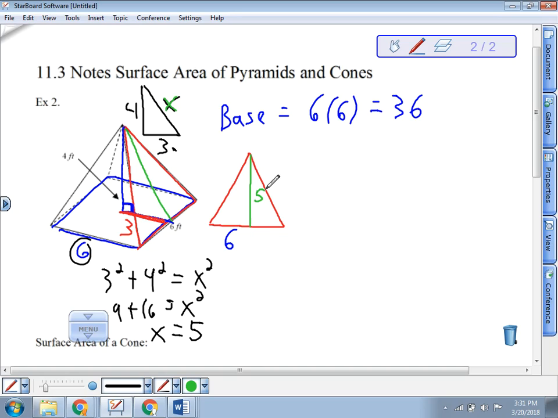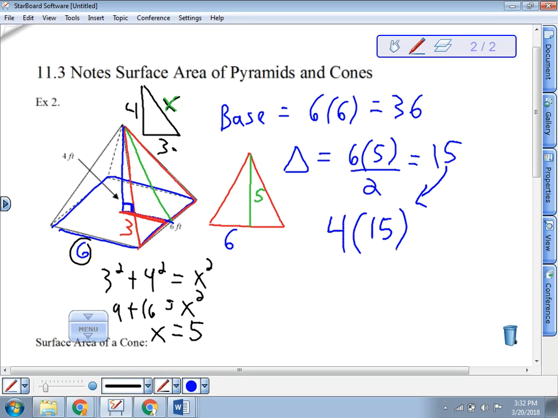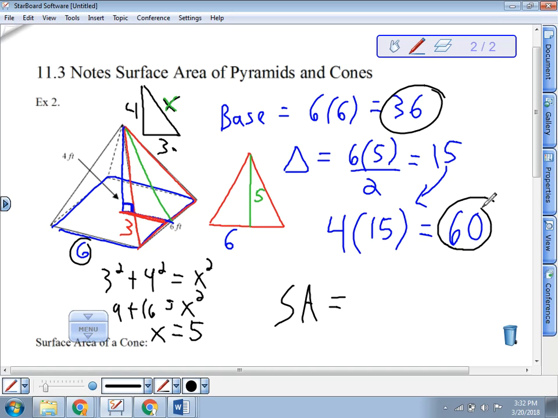So the area of the triangle is going to be base times height divided by 2, so we'll do the triangle here. Area of that is going to be base, which is 6, times 5 divided by 2. 6 times 5 divided by 2, that's 30 divided by 2, which is 15. But now I'm going to multiply it by 4 since there are 4 triangles. So 4 times 15 equals 60. My total surface area is going to equal the base plus 4 times 15. So we're just going to say 36 plus 60, and that's going to equal 96 square feet.